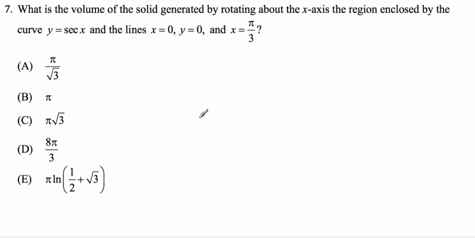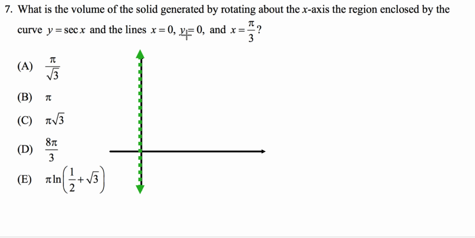All right, let's move on to number 7. What is the volume of the solid generated by rotating about the x-axis? So once again, I'm going to draw the region. Now x equals 0 is the y-axis. y equals 0, that's the x-axis. And x equals pi over 3 would be another vertical line.